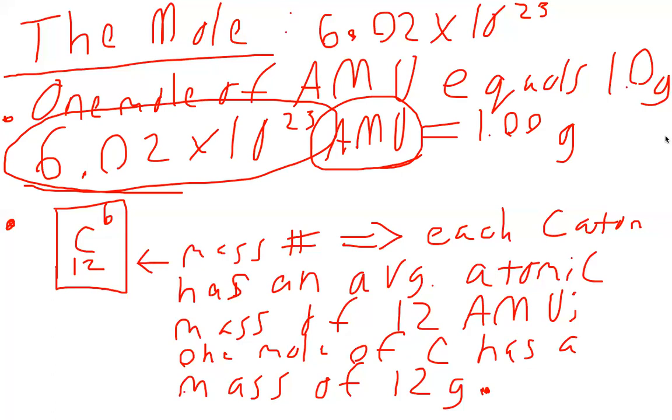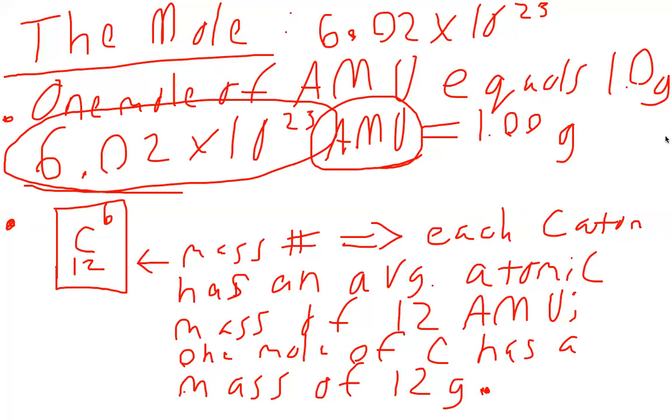So 1 mole of atomic mass units equals 1 gram, right? And 6.02 times 10 to the 23rd AMUs equal 1 gram, okay? 1 gram. Okay. All right.